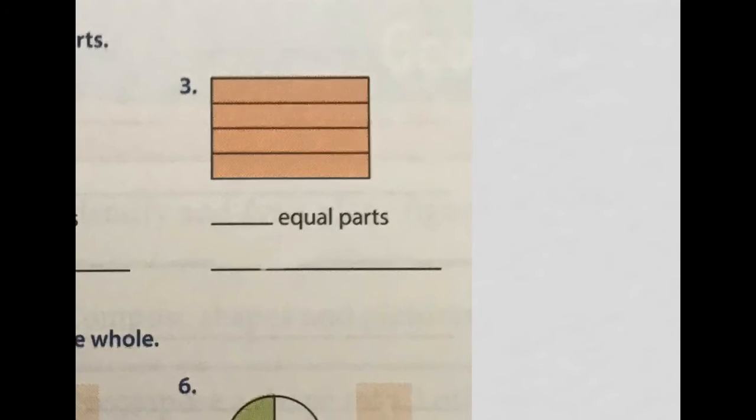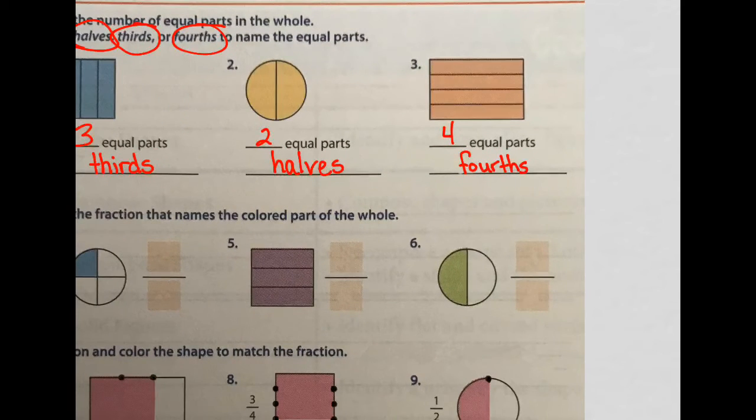All right. Number 3. How many equal parts are there? 4. And because there are 4 equal parts, fourths is what we name those parts. Fourths. And you can see the word four in fourths. Halves and thirds don't really name the number, but the others mostly do.